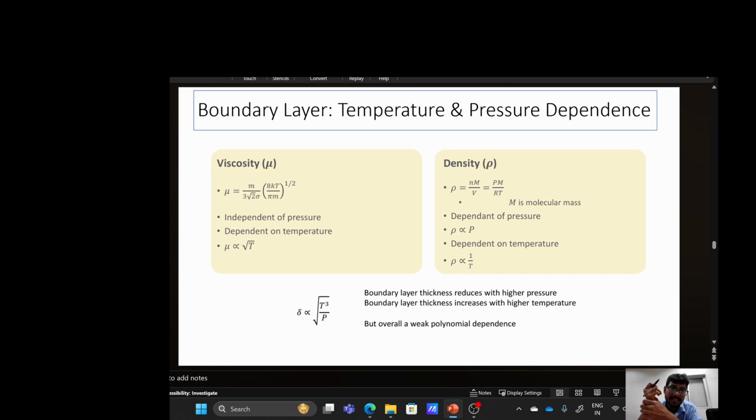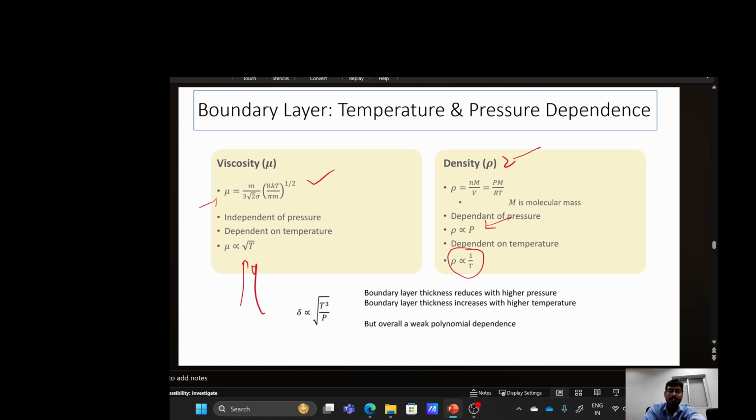So how does this boundary layer depend on the temperature and pressure? This is the viscosity. Viscosity is given by this formula, and this viscosity is sublinearly dependent on the temperature. There is no exponential dependence of the viscosity on the temperature, and the same thing is happening with the density. Density is inversely proportional to the temperature but directly proportional to the pressure.